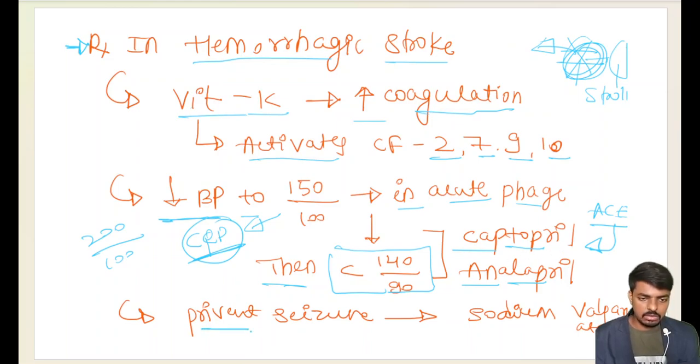And if there is bleeding in the brain, there is the highest risk of occurrence of seizures also. So to prevent the seizure, we use sodium valproate in the patient with hemorrhagic stroke.